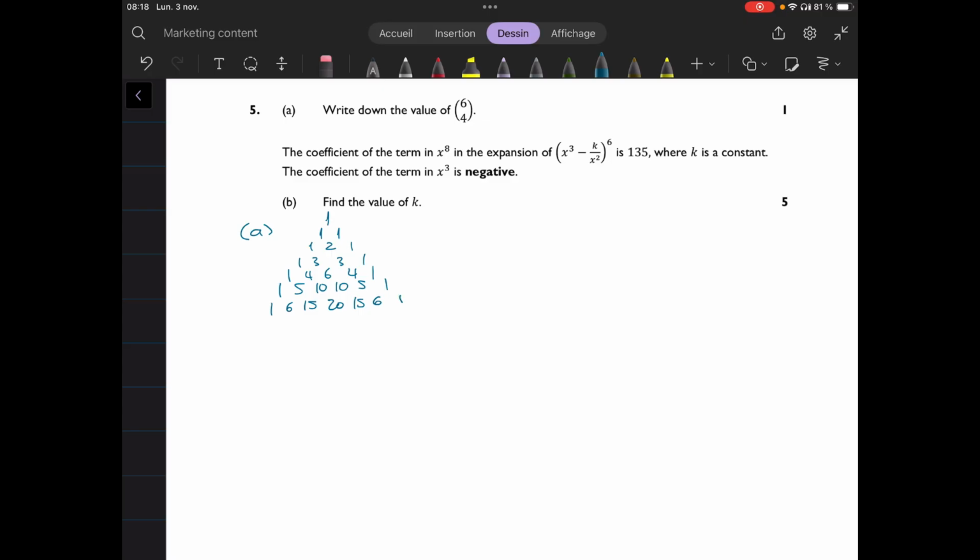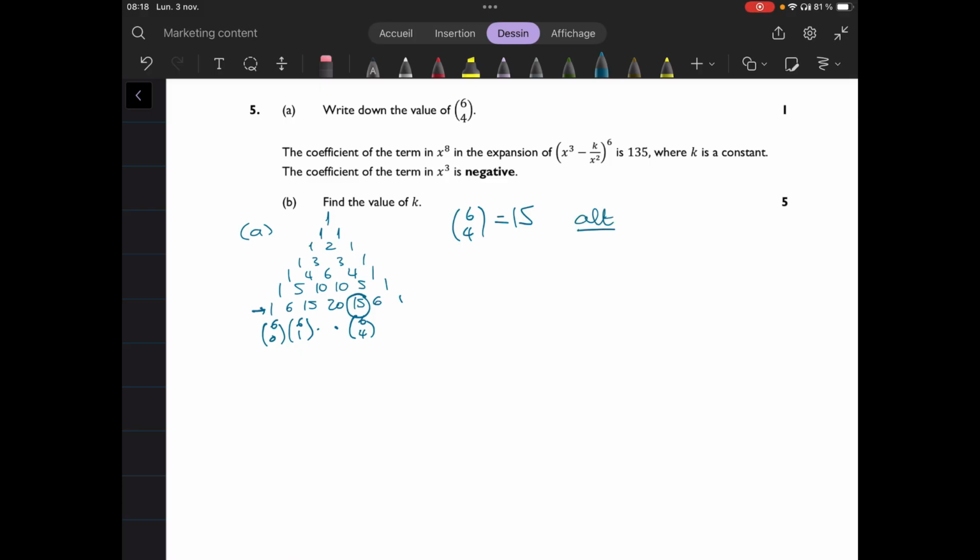6 chooses 4. The first term is always 6 chooses 0. 6 chooses 1. 6 chooses 2. 6 chooses 3. 6 chooses 4. So 6 chooses 4 is equal to 15.